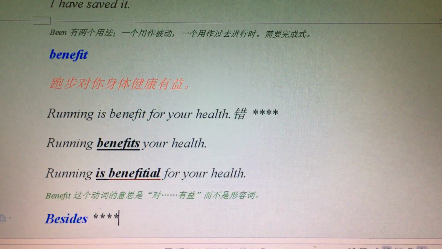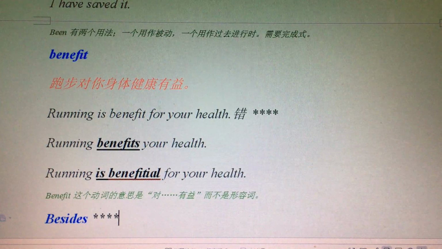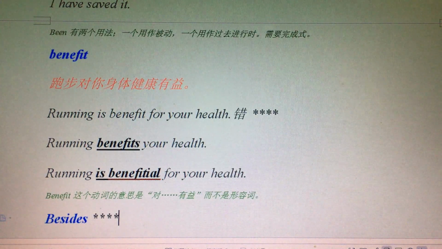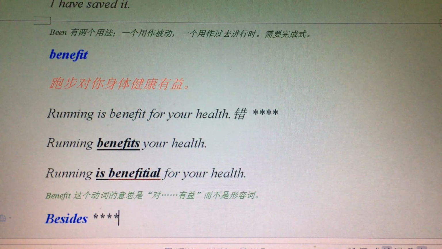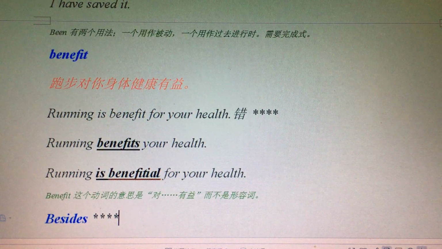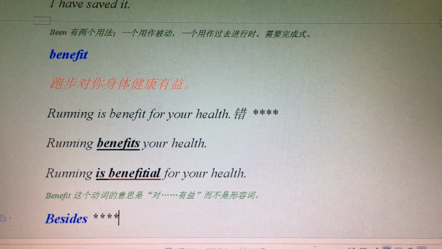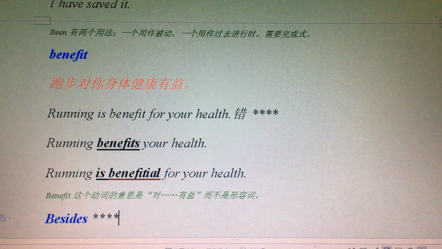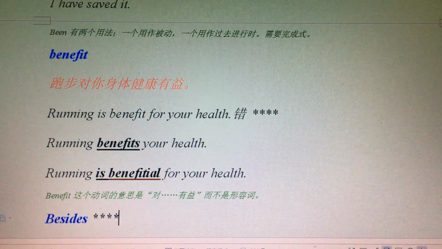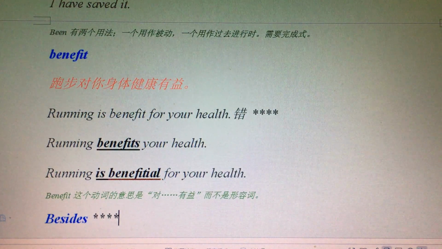"Running is benefit." So this is because there's different ways to say it. It's "beneficial," it "benefits," and you take them both and mix them together. So remember, mixing them together is a very common pattern for mistakes. When you remember 2 ways to say something, try to be careful about which one is which.